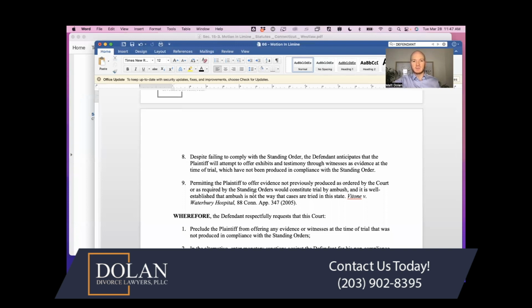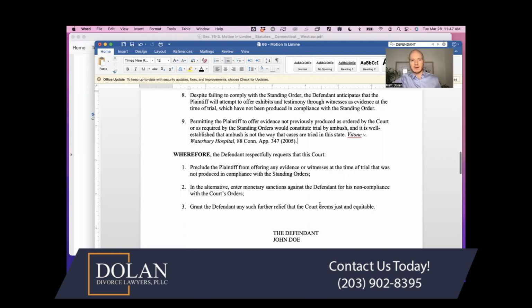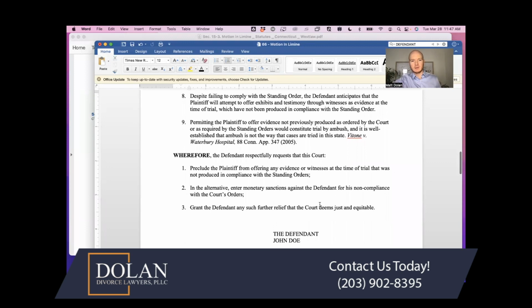This talks about why we don't present evidence at the last minute. Permitting plaintiff to offer evidence not previously produced as ordered by the court or as required by the standing order would constitute trial by ambush. It is well established that ambush is not the way that cases are tried in this state. Again, the courts don't like to encourage surprising the other side with stuff. You're supposed to disclose all of the documents that you're planning to present, at least in a family case or a divorce case. Then you put the relief that you're seeking.